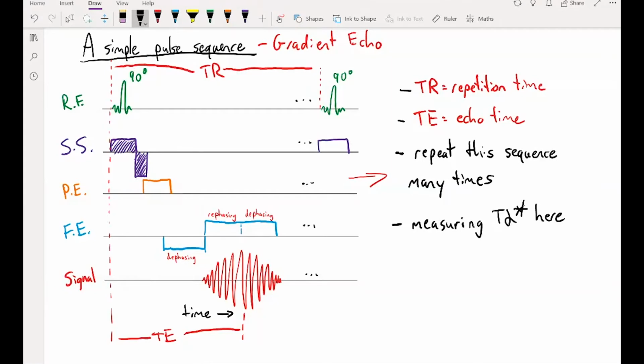T2 star adds in extra imperfections, like how the gradients we apply are not going to be perfect. There are going to be extra differences between tissues like bone and air, and other conductive elements in the body, and all those things cause extra dephasing that is not simply due to spin dephasing. So that's one of the drawbacks of gradient echo: we're losing signal faster than we could be because we're on that T2 star curve, which takes a nosedive real fast, and our signal disappears very quickly. But gradient echo can account for that because it's fairly fast, and that'll come up later when we talk about spin echo.